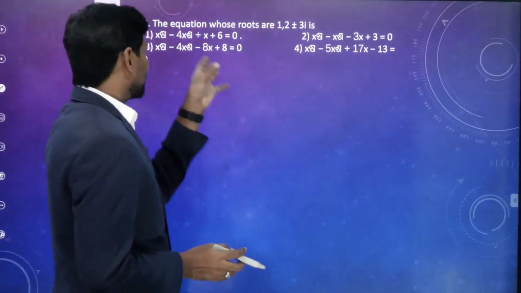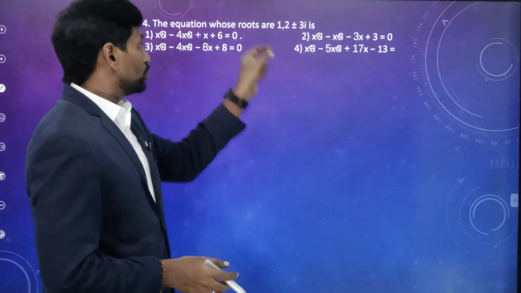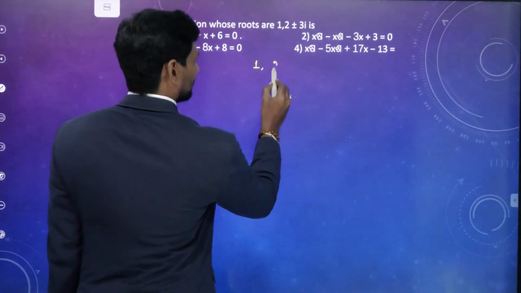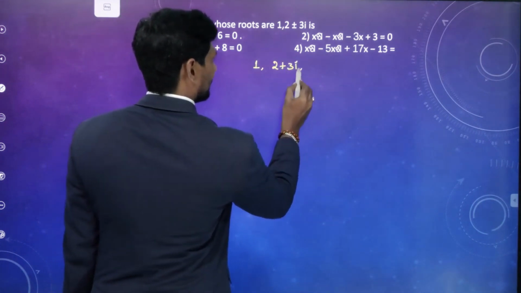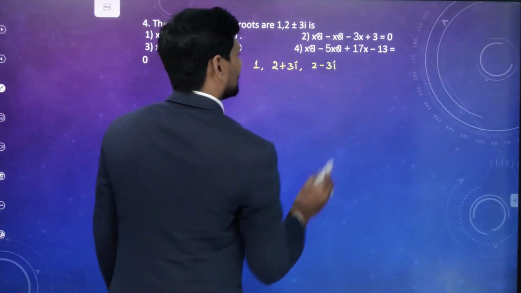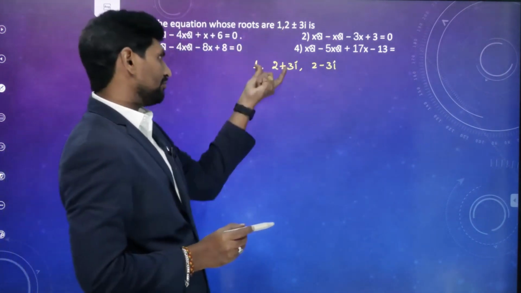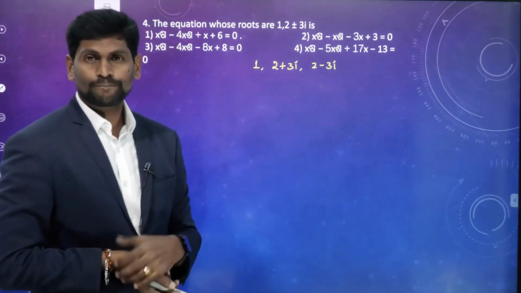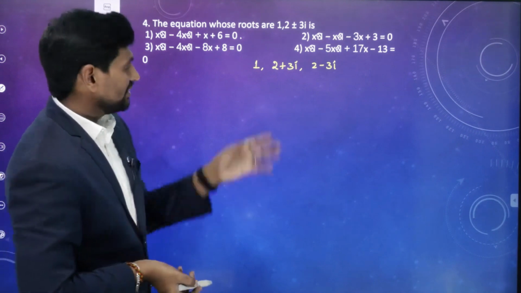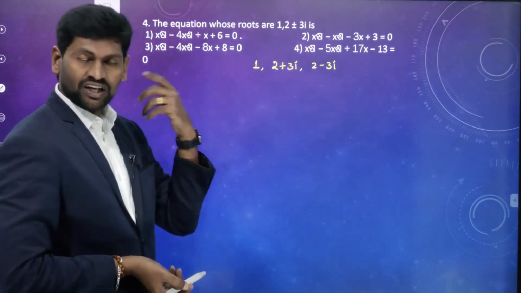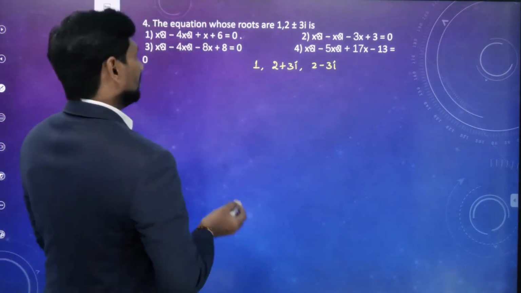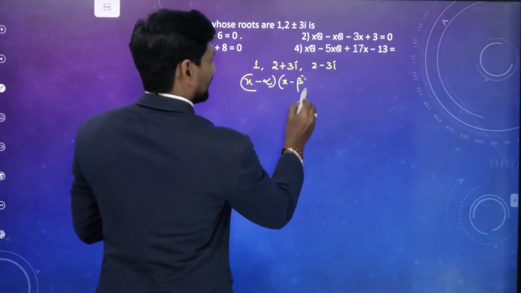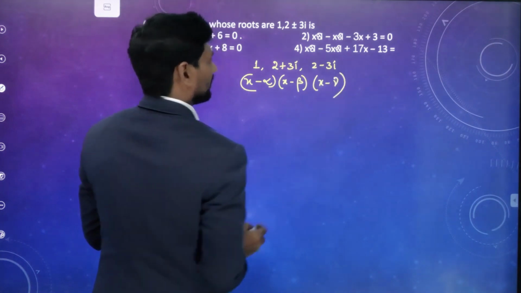Next, the equation whose roots are 1, 2 plus or minus 3i. That means 1, 2 plus 3i, 2 minus 3i. Because here plus or minus is given, so the plus term is one root and the minus term is another root. So 3 roots, which obviously means a cubic polynomial. Same as the previous one: x minus alpha, x minus beta, x minus gamma. So the same condition I am applying here.